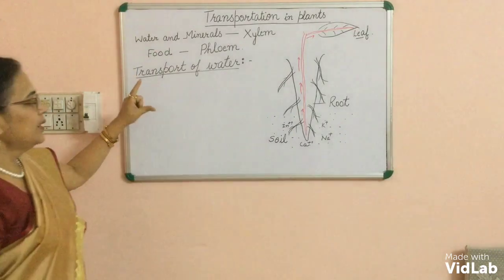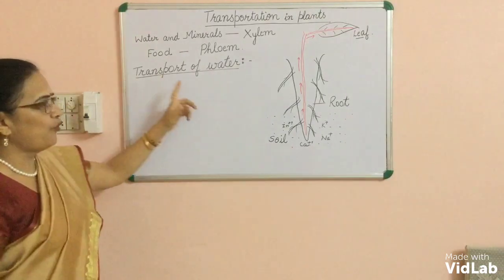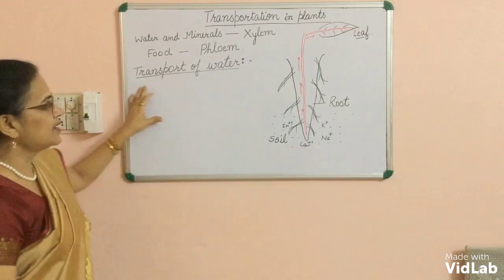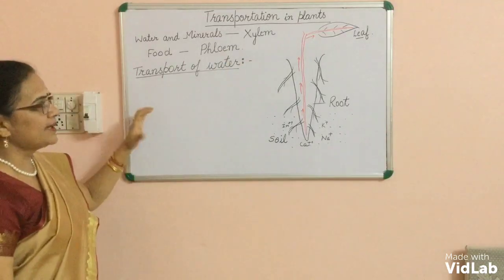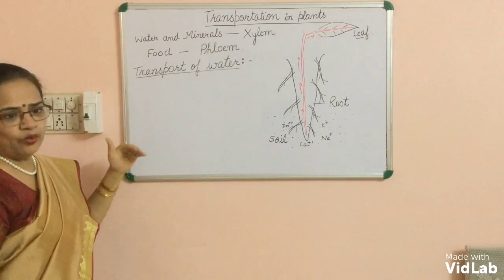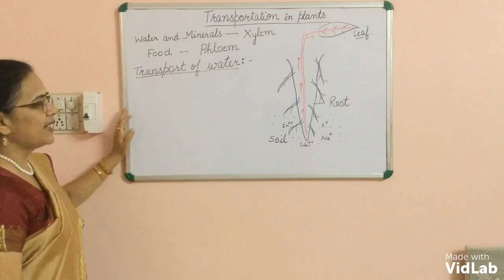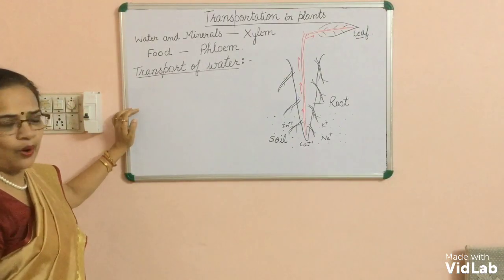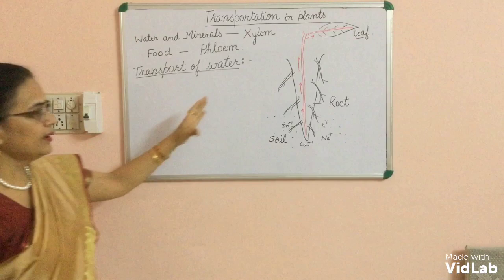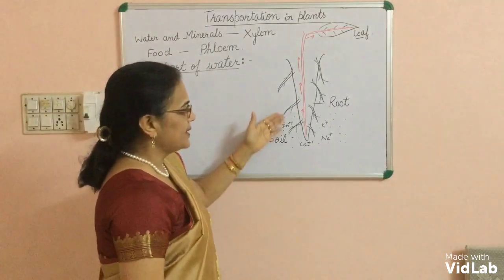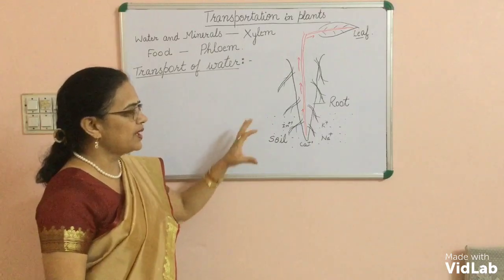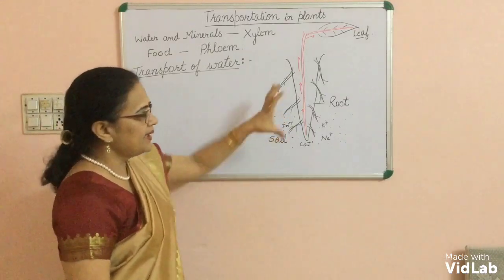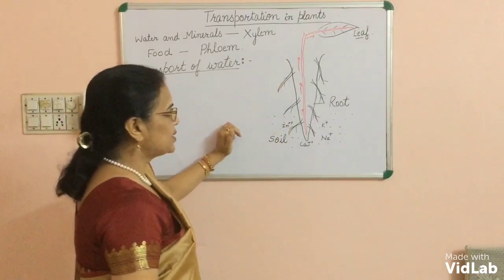First, the transport of water in plants occurs through xylem. Second, in xylem, tracheids and vessels are present which help in transport of water. Third point, the root cells. In the root, primary root, secondary roots, tertiary roots and root hairs are present. These are in contact with the soil.